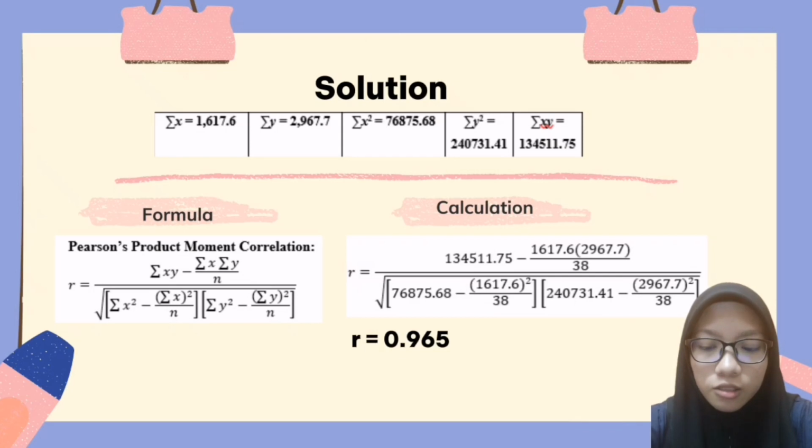After that, we use the formula to get the total of R. At the end, the total of R is 0.965, and we can conclude that there is a very strong positive correlation at 0.965 between X and Y.